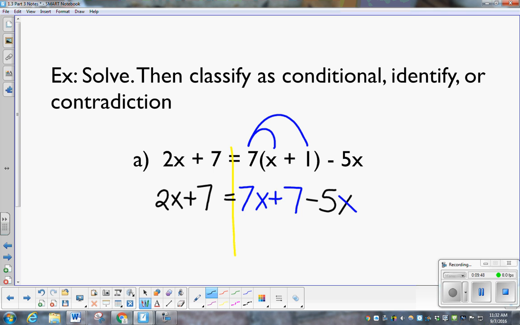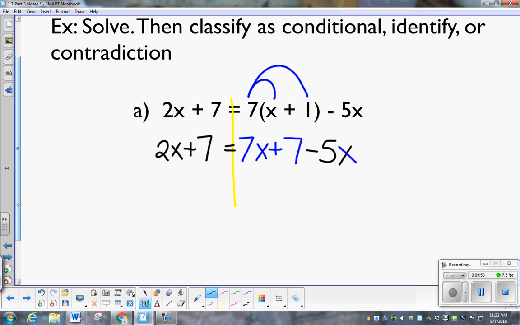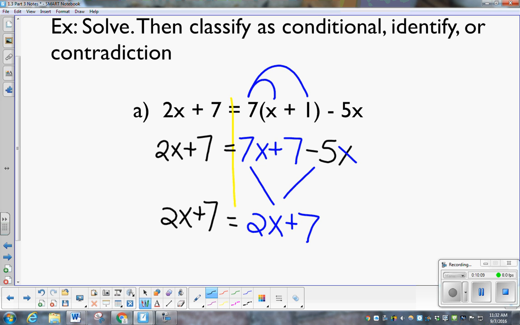So we did our distribution. Now, hopefully you're seeing right now that we can simplify a little farther on the right side. We can combine some like terms. 7x minus 5x is 2x. So we really have 2x. The plus 7 is still there. And on the other side of the equation, we have 2x plus 7. Now this is where you might already see something weird going on. See how both sides of the equation are the same? You can plug in whatever you want for x.